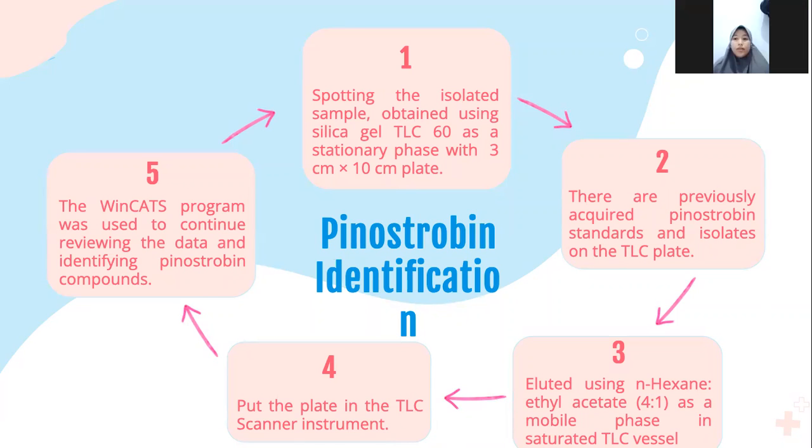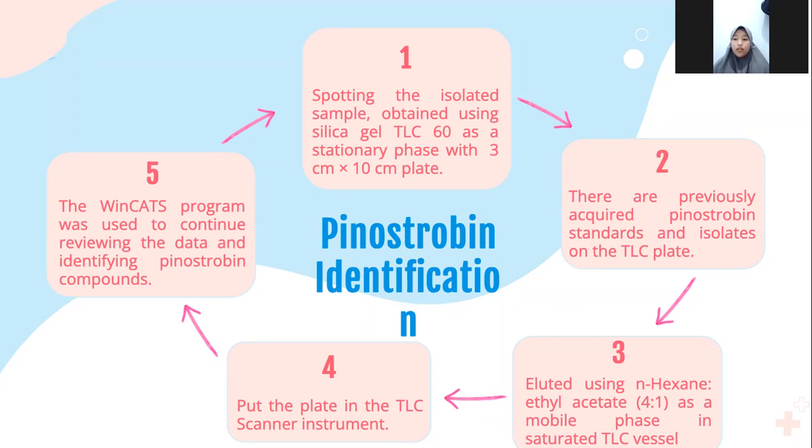And the next is Pinostrobin identification. The procedure is spotting the isolated sample using silica gel TLC 60 as the stationary phase on 3 cm by 10 cm plates. And second, the accurate Pinostrobin standard and the isolates are spotted on the TLC plate.